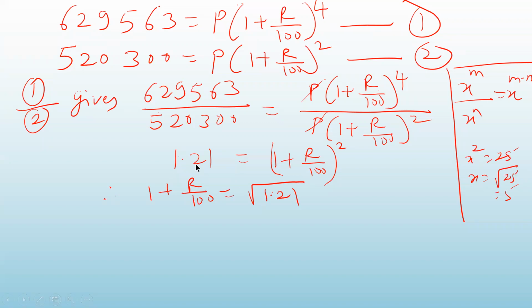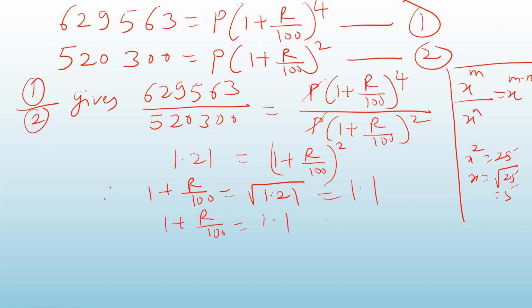Square of this number is 1.21. So what is 1 plus r upon 100? It is the square root of 1.21. Okay. So calculate the square root of 1.21. So what will you get? That gives you 1.1. So here you are getting 1.1. That means what you have got? 1 plus r upon 100 is 1.1. So we got 1 plus r upon 100 equal to 1.1.